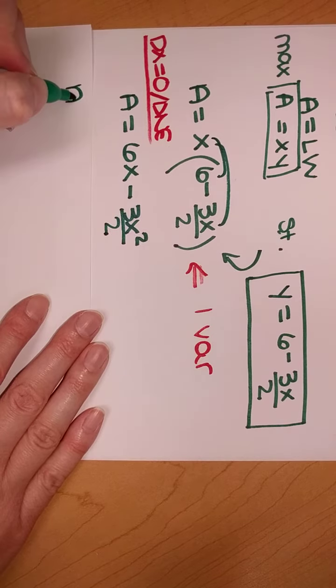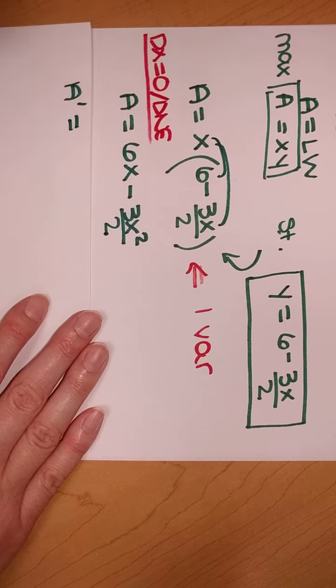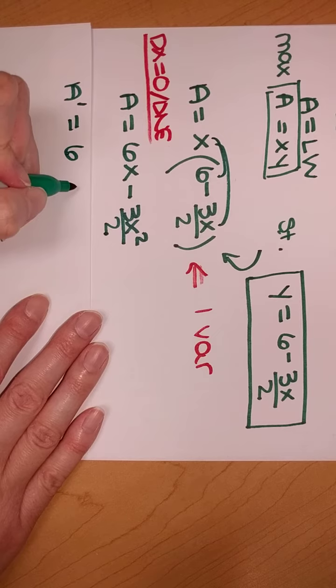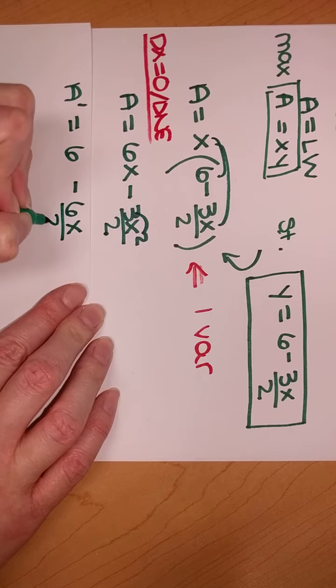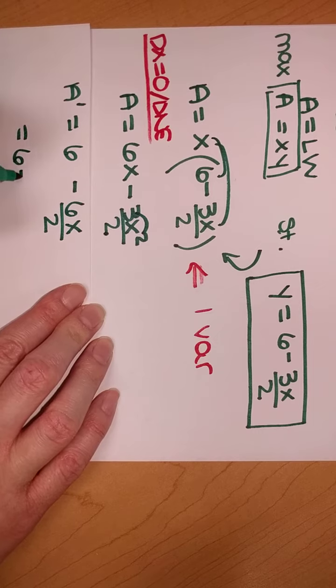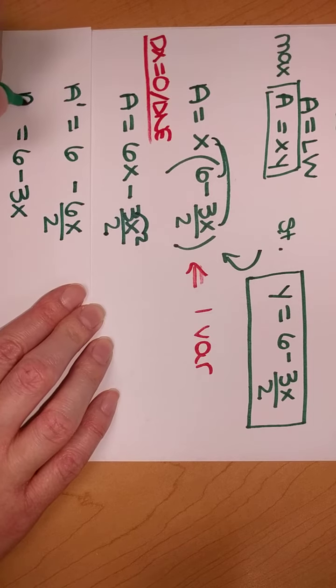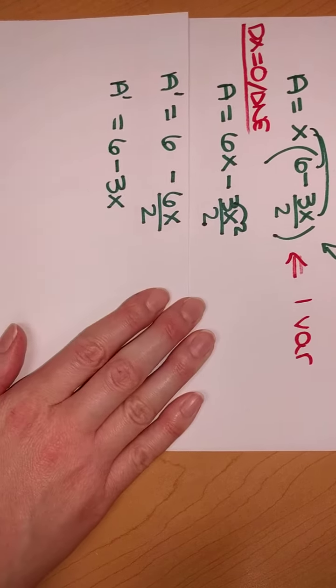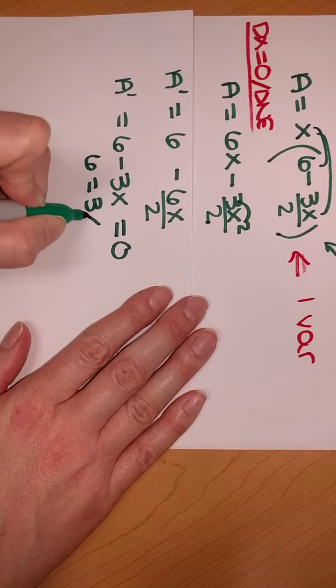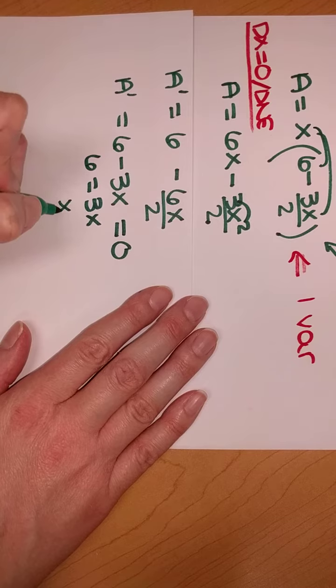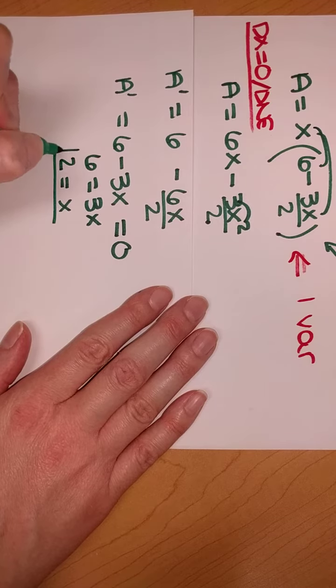And then once I have that as two terms, I would take its derivative and get 6 minus, bringing down the 2, 6x over 2. So that gives us 6 minus 3x for our derivative. We would set that equal to 0, and in solving, I would get 3x equals 6, divide by 3, I get x equals 2.